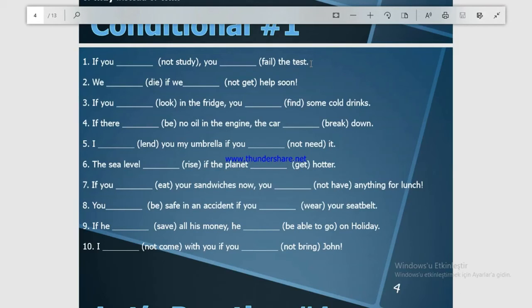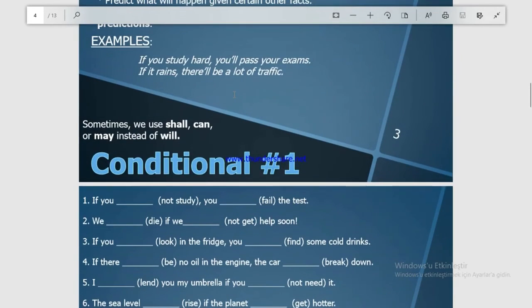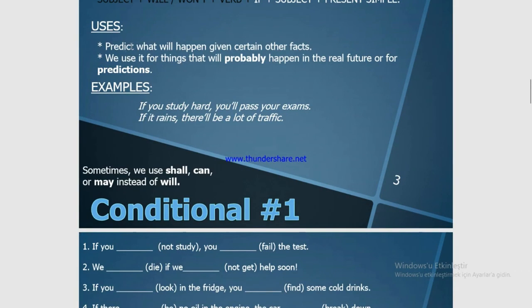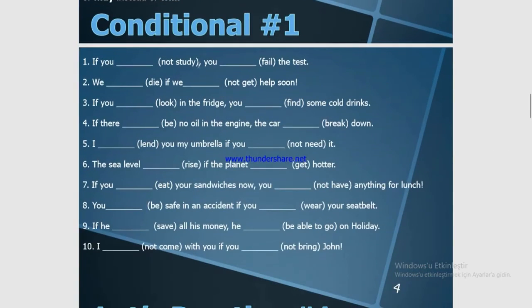So if you not study, you fail the test. This is quite similar to the example over here. So we have to make it negative, as you can see over here. If you don't study, you will fail the test. This is a kind of a prediction of what will happen with the facts. Here the fact is you not studying. If you don't study, you will fail the test.